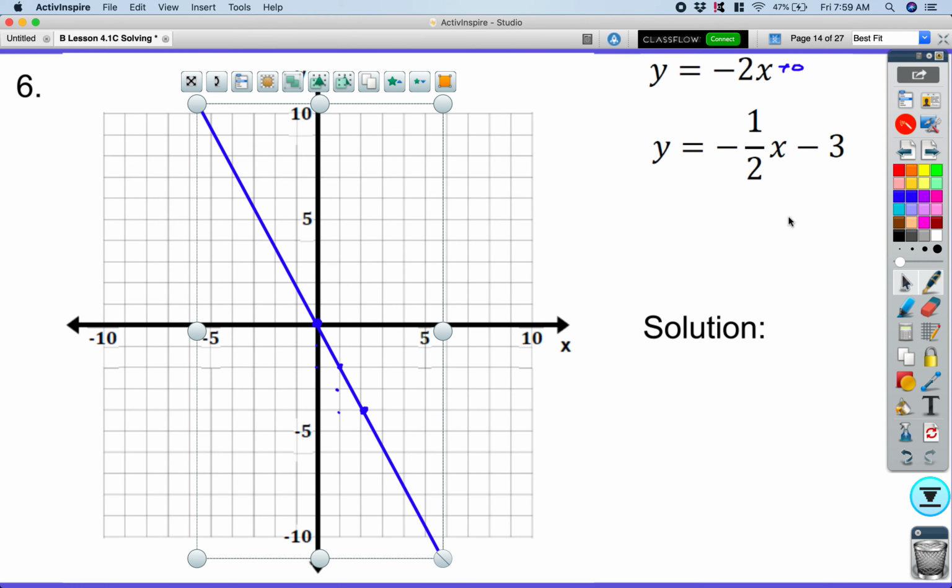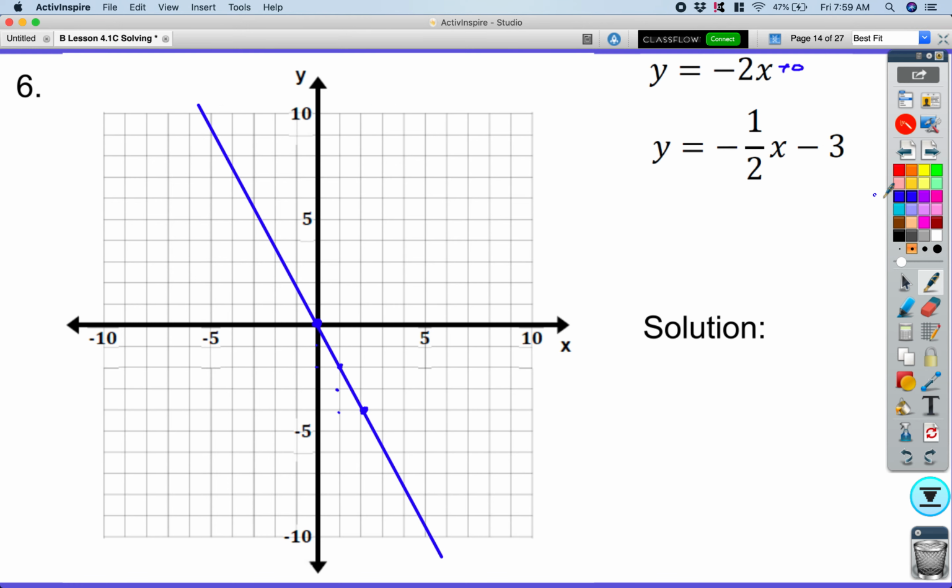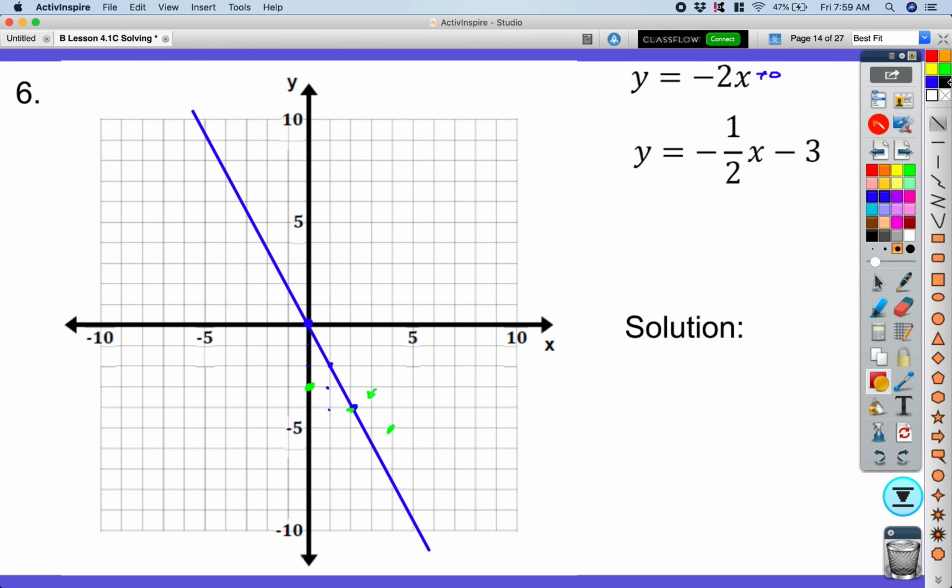All right, and then over here, I got y equals negative 1/2 x minus 3. So we go to negative 3, 1, 2, 3. Put my point right there, and I'm going to go down 1, right 2, down 1, right 2. And it looks like this point is where it's going to intersect. All right, that's my 2 lines.